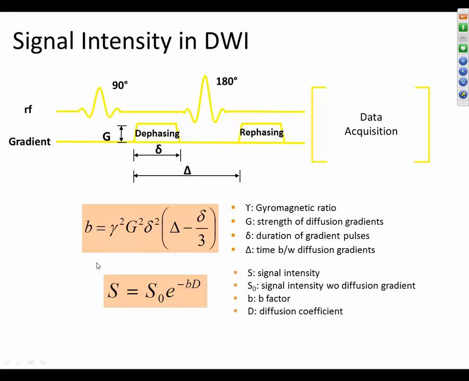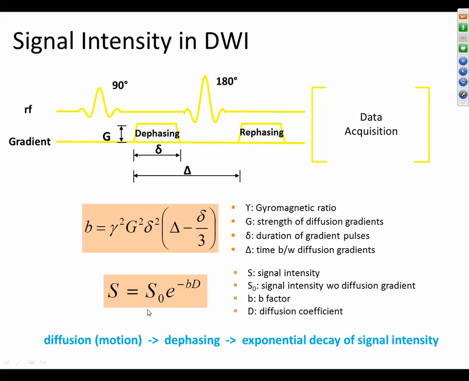Some research shows the signal intensity in the DWI is like this. It's S equals S0, the image acquired without diffusion gradient, times an exponential decay. These formulas look complex, but intuitively we want to understand and perceive them. In the diffusion weighted sequence, the signal intensity is an exponential decay, right? And why is it an exponential decay?